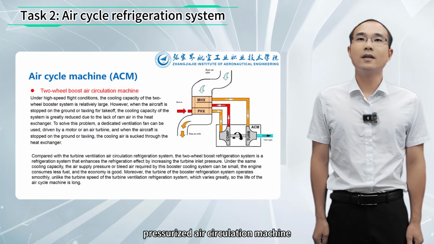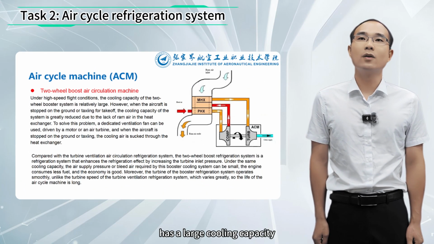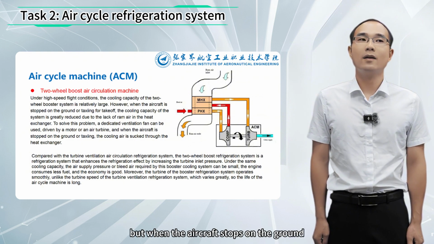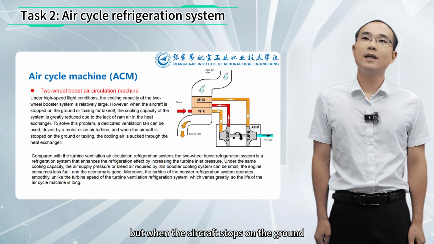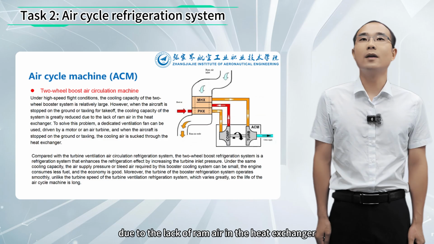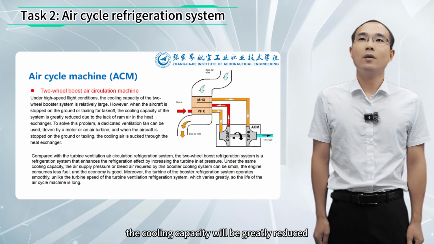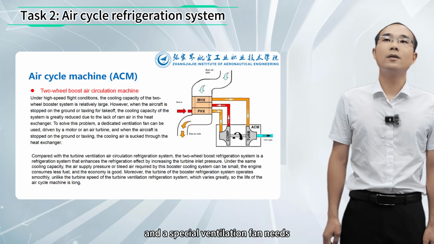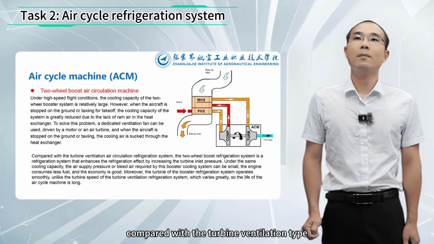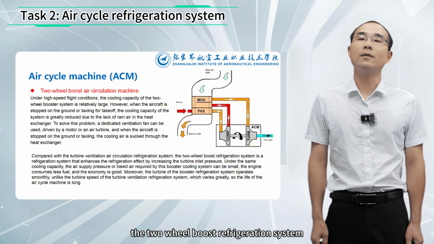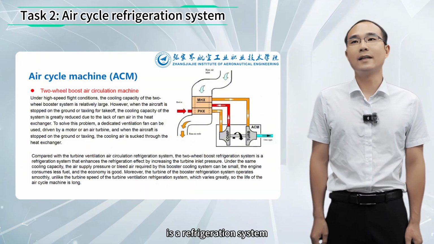The two-wheel pressurized air circulation machine has a large cooling capacity under high-speed flight conditions. But when the aircraft stops on the ground or takes off and rolls, due to the lack of ram air in the heat exchanger, the cooling capacity will be greatly reduced, and a special ventilation fan needs to be used to solve it.